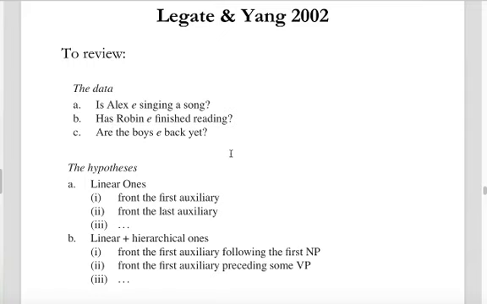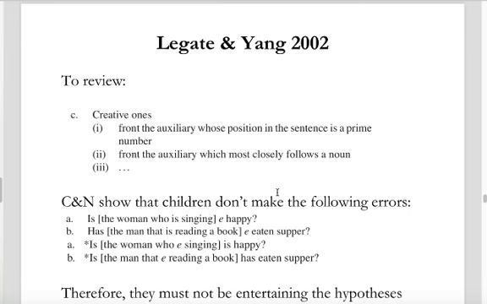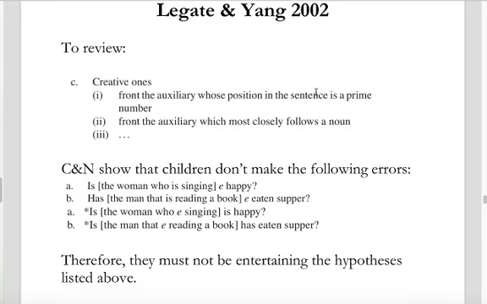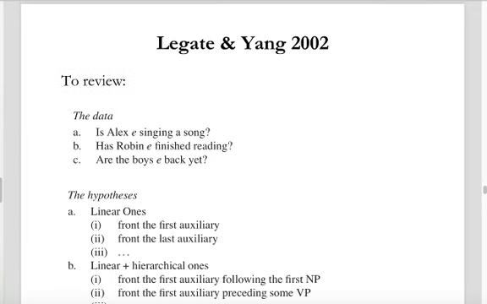So you'd have to rule out not just front the first auxiliary, but all of these other ones as well in order to have correctly learned the English auxiliary fronting phenomenon. Here are some of what they call creative ones. These are just weird, right? So front the auxiliary whose position in the sentence is a prime number. Here, 2 is a prime number, 3 is a prime number. Therefore, maybe that's the right analysis.